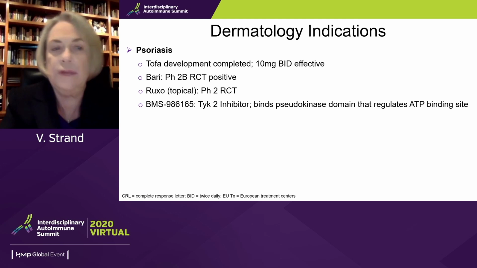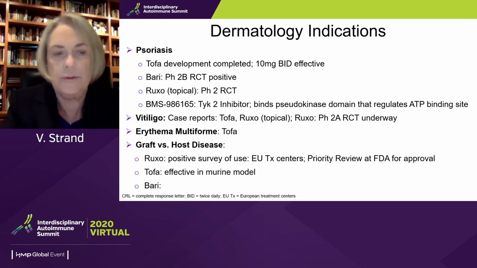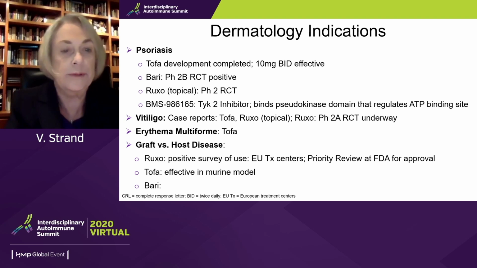And then there's also psoriasis. Now, tofacitinib had a complete development program. It was submitted, reviewed, and then rejected, essentially because the US FDA had decided the 10 milligram BID dose wasn't safe. We have data from phase 2 with baricitinib and ruxolitinib, and there's a TYK2 inhibitor in development from BMS, which we'll come back to. Then we have also case reports with vitiligo, data with erythema multiforme, and several of these products are being looked at for graft versus host disease.